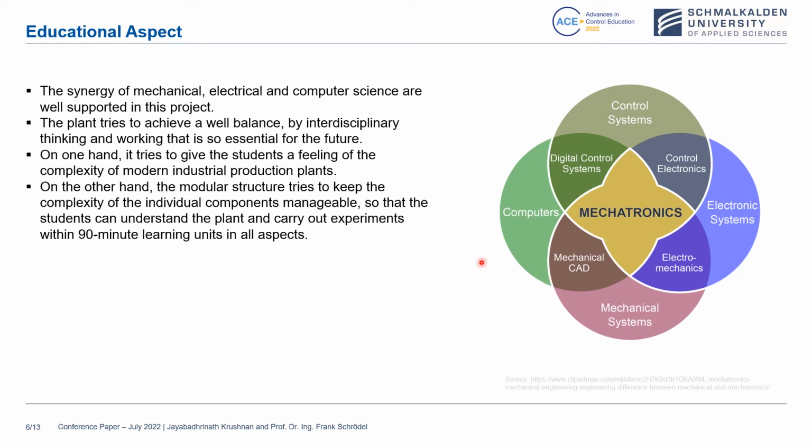So on one hand, it tries to give the students a feeling of the complexity of modern industrial production plants. On the other hand, the modular structure tries to keep the complexity of individual components manageable so that the students can learn the plant and carry out experiments within 90 minutes learning units in all aspects. As a whole, this project would give a great insight into a mechatronic system.